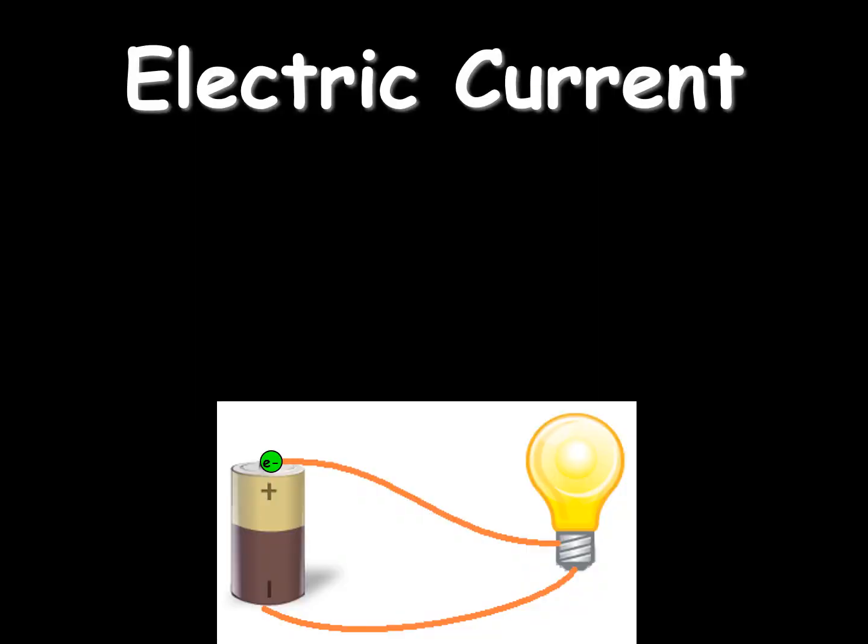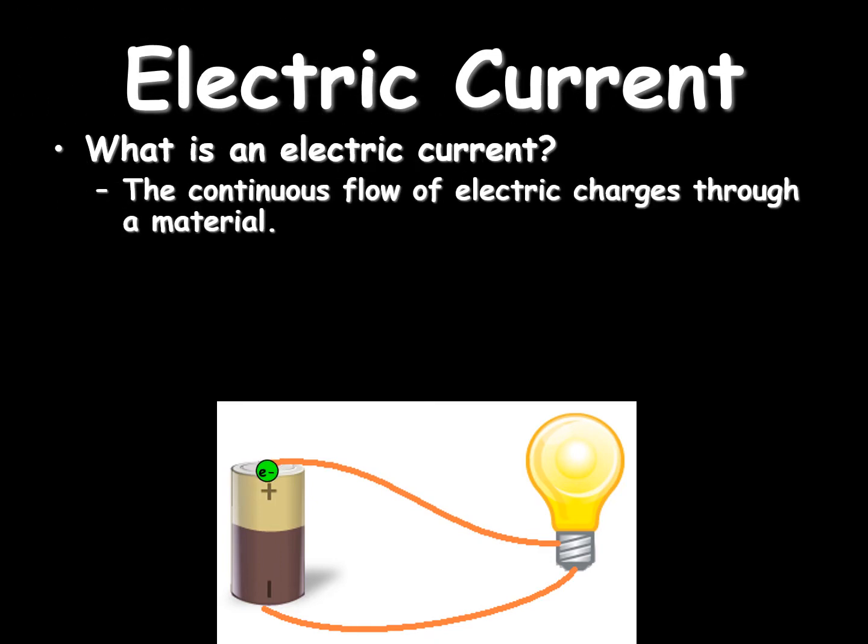Now, what is electric current? Electric current is the continuous flow of electric charges through a material. As you can see here in the animation, it is also signified as charge. Since it is a rate of flow, it is represented by Q over t, charge over time, or coulombs over seconds. That is what we call the electric current.